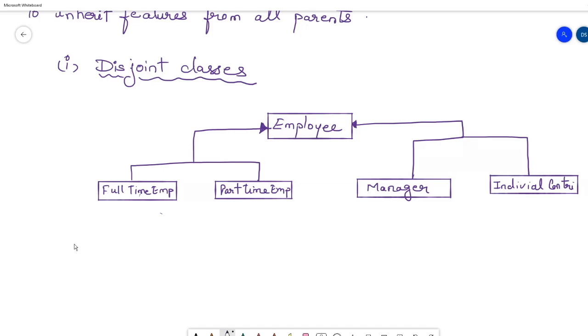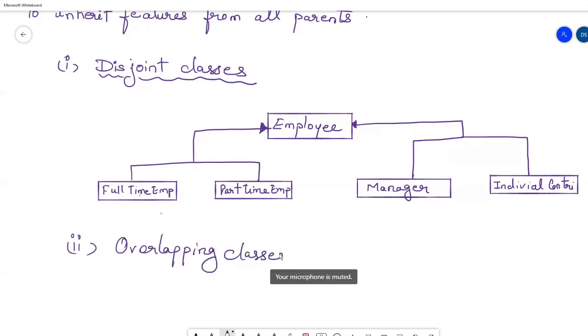Now there is one more thing in multiple inheritance, which we call overlapping classes. Now what are these? These will be made clear in a diagram.